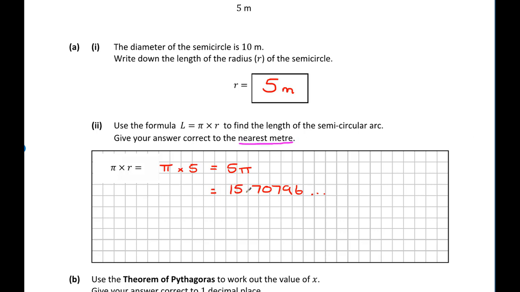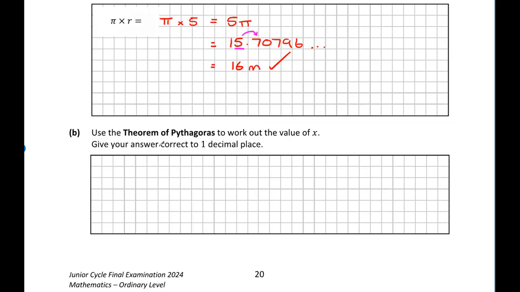Now, we're told to do it to the nearest meter. Well, where are the meters? This is 15 meters. These are decimals of meters. So the nearest meter is going to be here. Okay, look to the right. It's 7. Do we round up or round down? 5 and above, we round up. 4 and below, we round down. So it's going to be 16. 5 goes to a 6. 16 meters. Done.